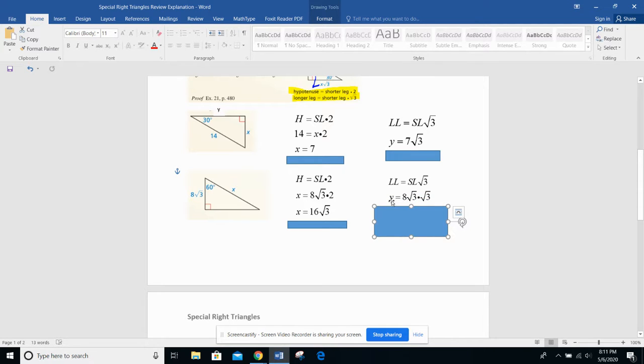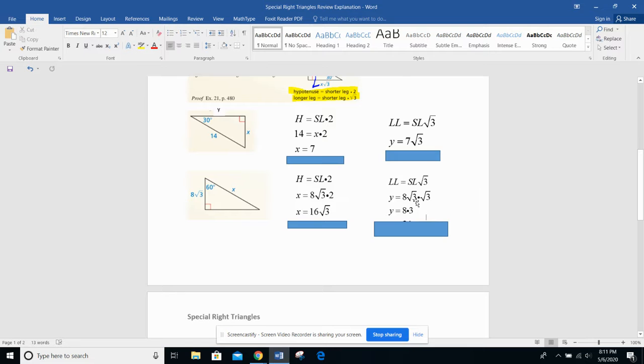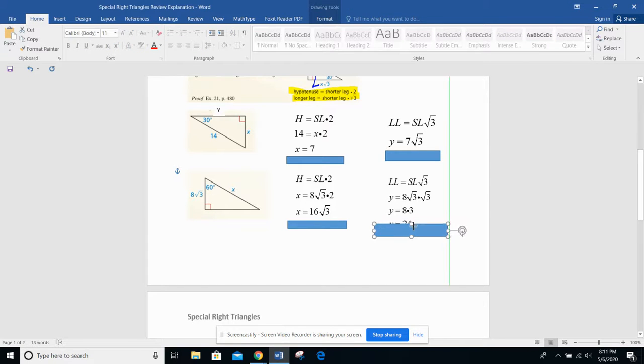So you can see the long leg is my y, which would be this one down here. The short leg is 8 square root of 3, which is from here. And then this square root of 3 drops down right with the equation. When you multiply square roots that are exactly the same, it results in just that number. So square root of 3 times square root of 3 is plain old 3. So I have 8 times 3. The result then is that y, or this long leg here, will be 24.